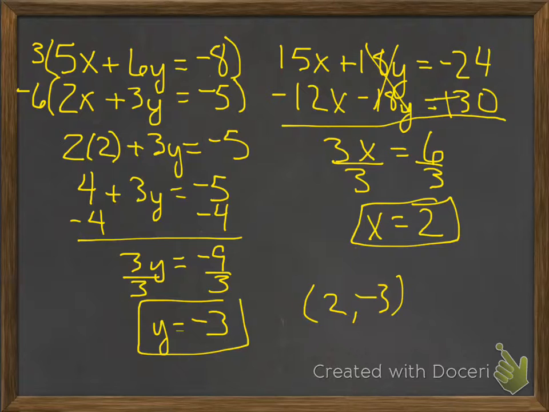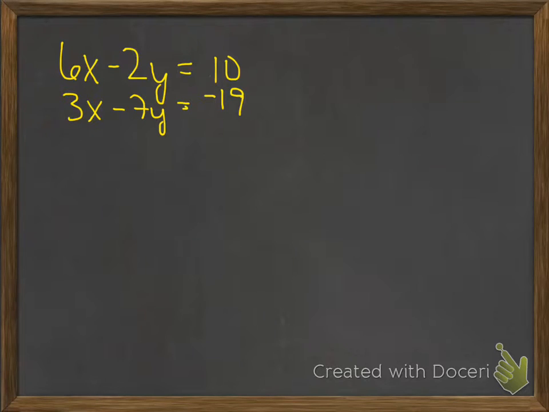Alright, so I believe one more example. Let me double check. Okay, so there's my last example. Again, notice I have positive x's but negative y's. It does not matter which one. Let's say I want to get rid of the y's. So I'm going to switch the 7 and the 2.